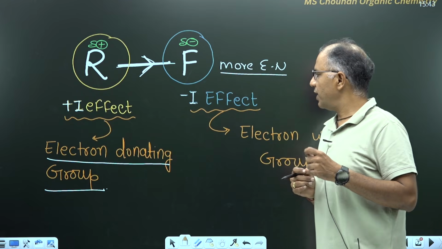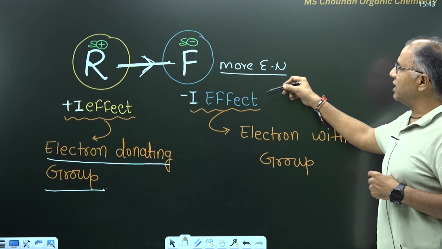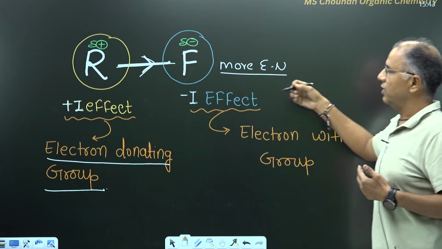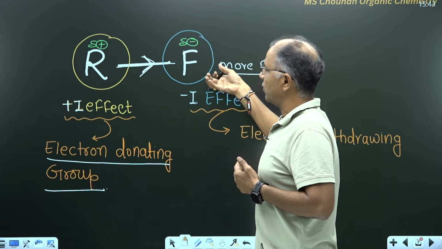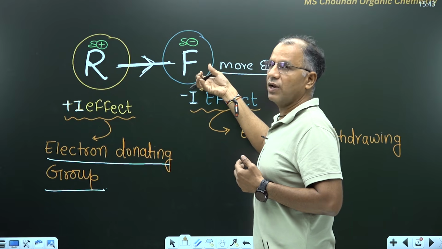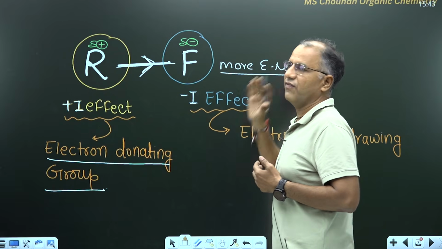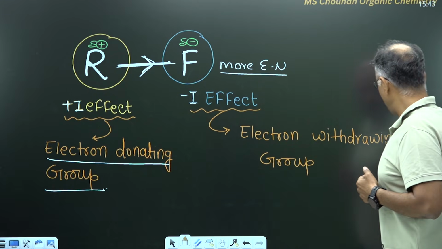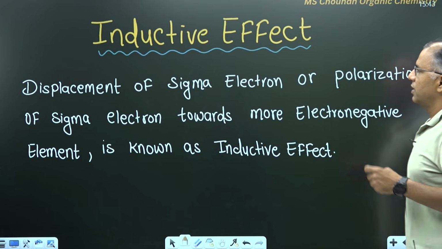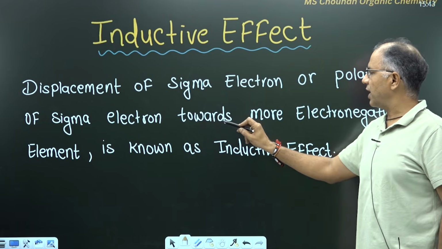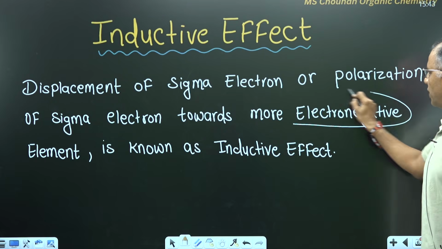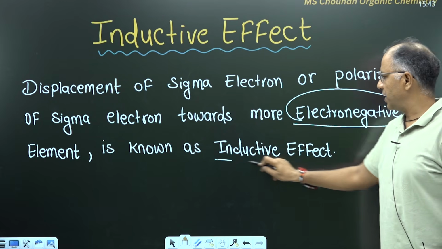And which group will show inductive effect? Which group will show minus I effect? Which is more electronegative. This means the sigma bond polarized toward more electronegative, displaced toward more electronegative element is known as minus I effect. Then what is the definition of inductive effect? The displacement of sigma electron or polarization of sigma electron toward more electronegative element is known as inductive effect.